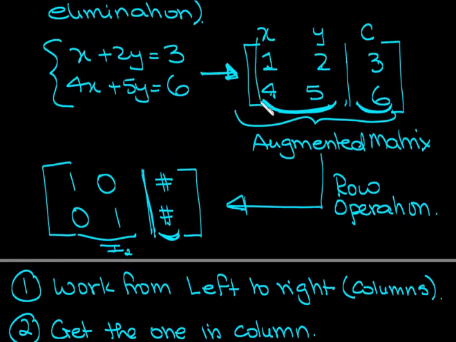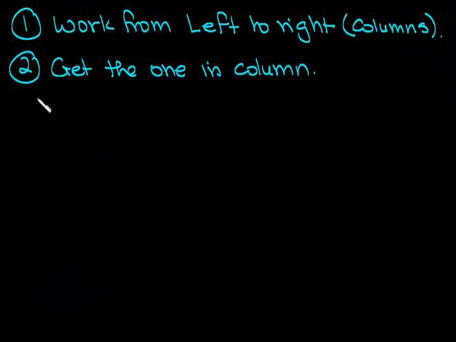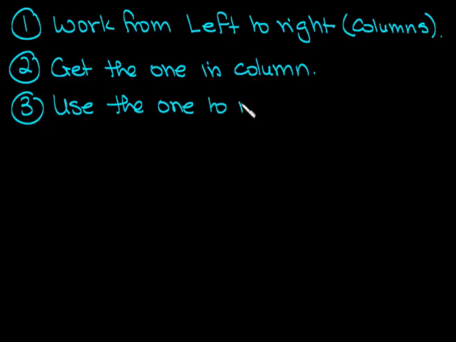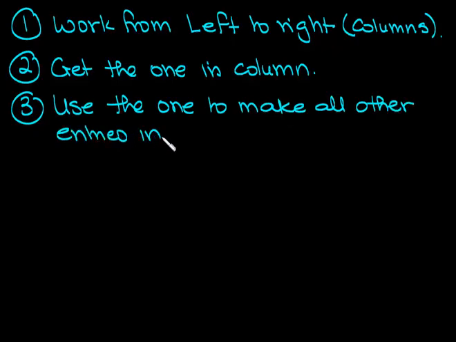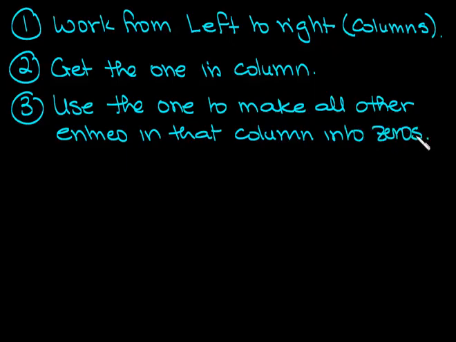So I go to the first column and get the one that I want. You know where you want the one because you want to change this to an identity, so I want the one in the upper left hand corner. Make sure that that is a 1. Then get the 1 in column 2. Use the 1 to make all other entries in that column into zeros.